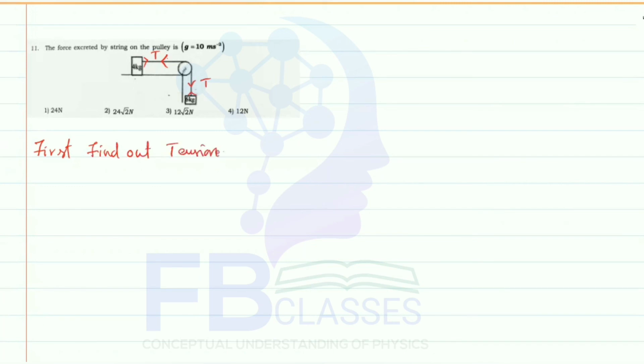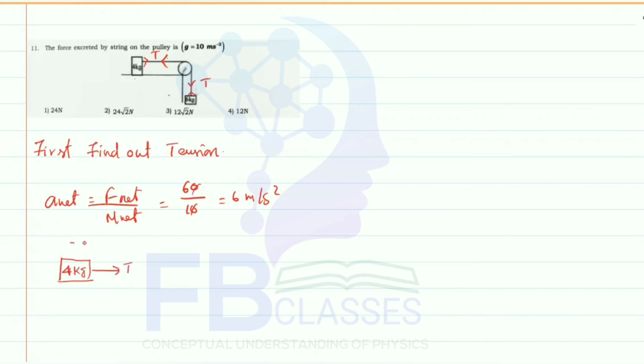For that, I have to find out the a net. A net is equal to F net by M net, my dears, we know very well. Yes or no? How much is the F net? So F net is 60, yes or no, 60 upon the 2 blocks is 10. So the zeros get cancelled, and it becomes 6 meter per second square. So a net is equal to 6 meter per second square. Yes or no? I am going to find out the tension for the 4 kg block, because it is very easy to find.